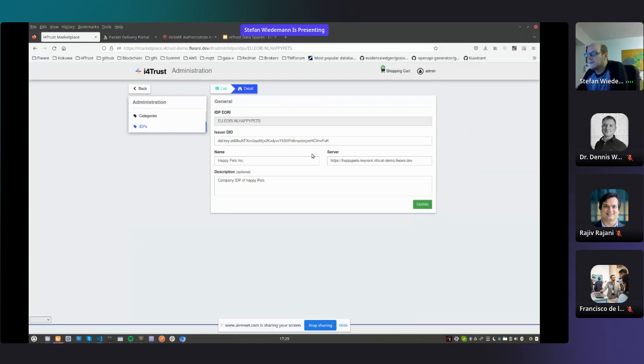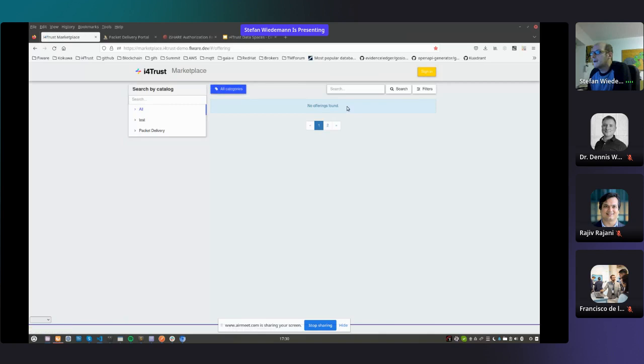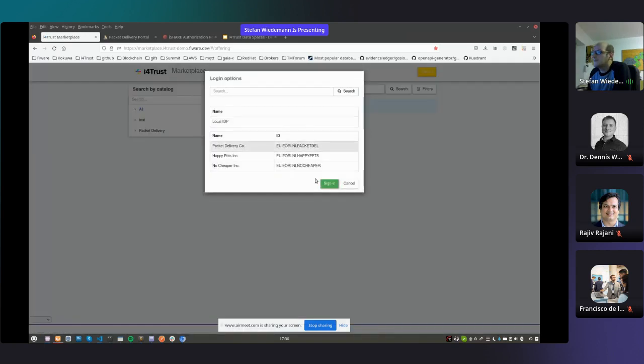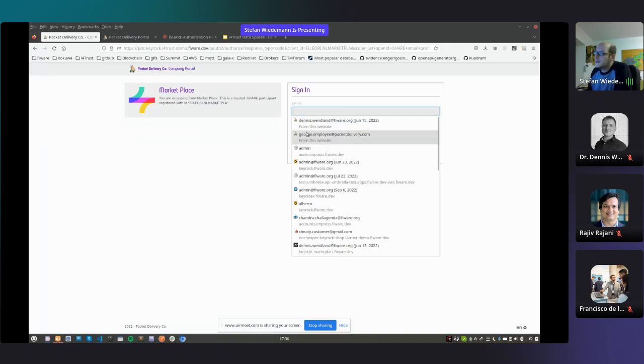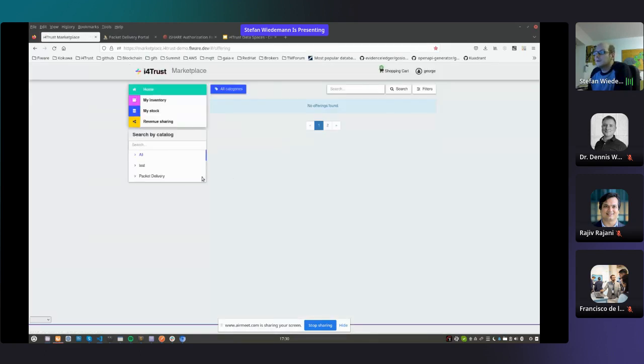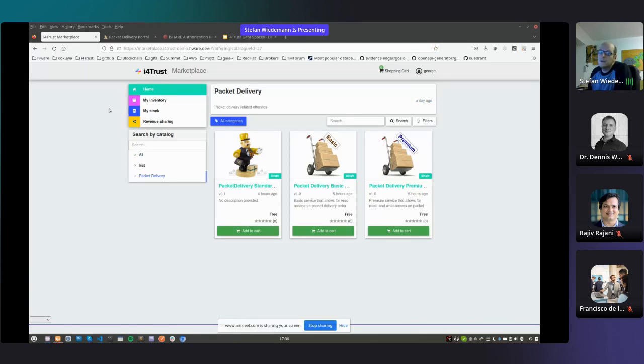But for now, where we still log in with the old flow into the marketplace, we have to set the issuer DID here so that it can be used for setting up all the required policies to verify and authorize the credential in the next steps. Okay, so I already prepared the issuer DID for Happy Pets and the issuer DID for No Cheaper, so that we can now create an offering that both of them can buy. I will sign in again as packet delivery, and I will create a specification and an offering, because there is quite a difference to what we already know from the plugin that Francisco showed us.